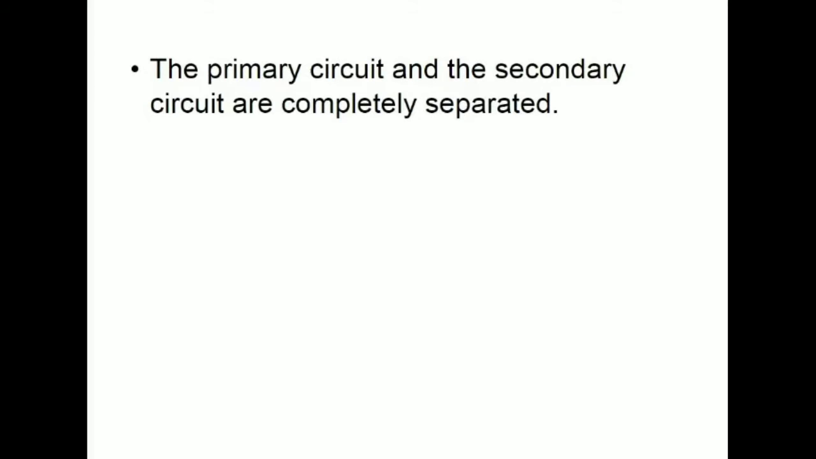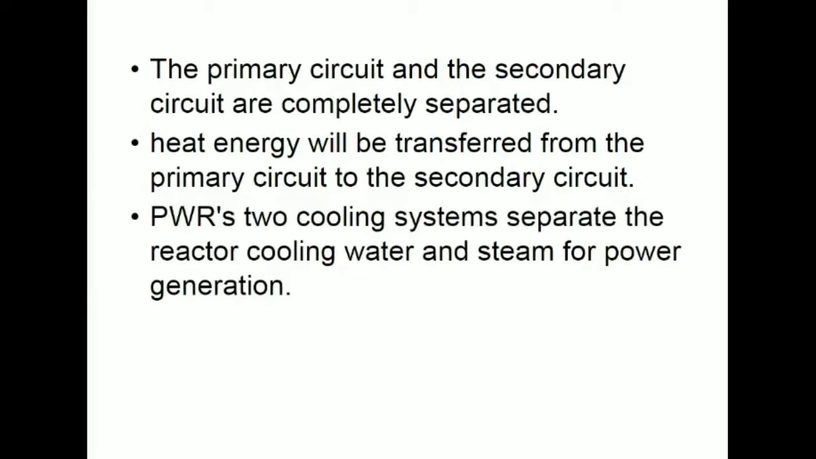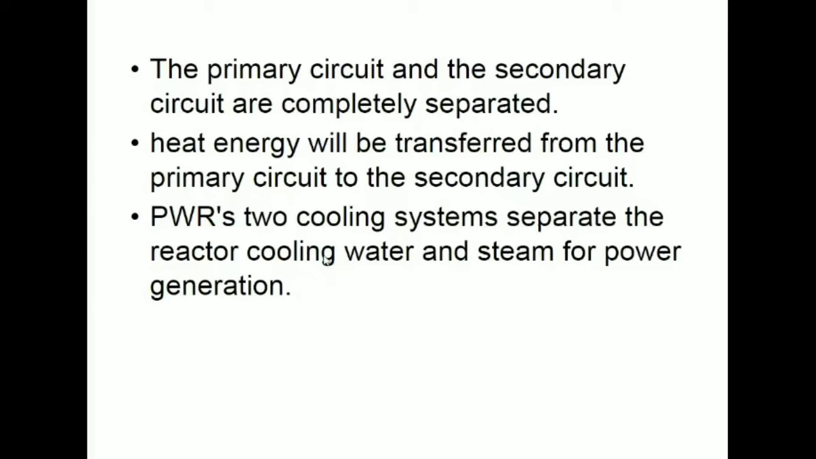The primary and the secondary circuits are completely separated in order to avoid radiation being induced. Heat energy will be transferred from the primary circuit to the secondary circuit, but both circuits are kept from mixing together. So the PWR's two cooling systems separate the reactor cooling water and the steam for power generation. The coolant is ordinary water that is used for cooling as well as acting as a moderator inside the reactor vessel.